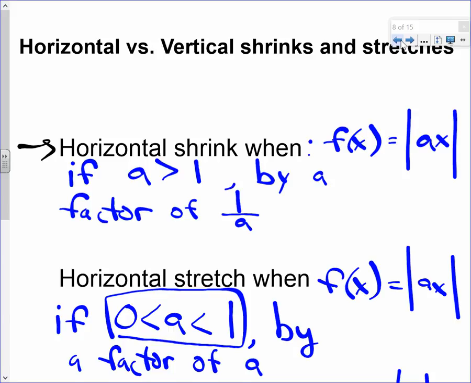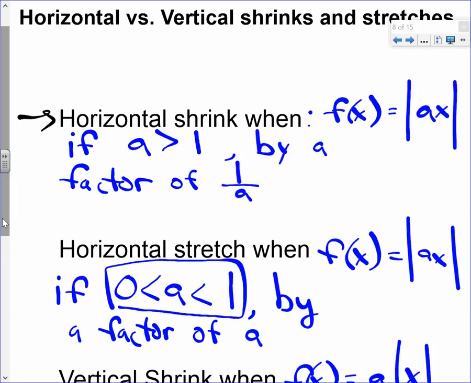Okay? So it'll be a horizontal stretch. Again, A is inside, and A is a fraction, so it's going to be by a factor of that fraction, just A.